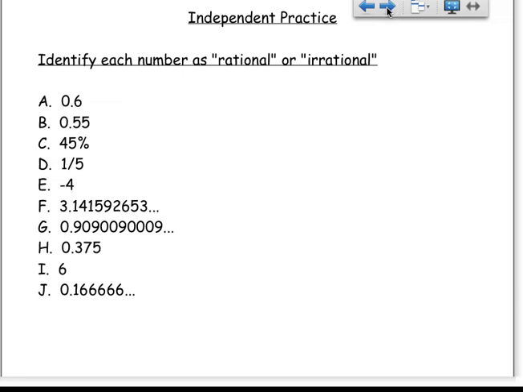I think it's time for you to practice, and you can definitely go back to this slide to get some more ideas. But I'd like you to identify each of these numbers as rational or irrational. There are 10 problems here, and these are the 10 that you're going to submit online. Make sure that you write the complete word spelled correctly as either rational or irrational. You see that it has 2 R's. Good luck.